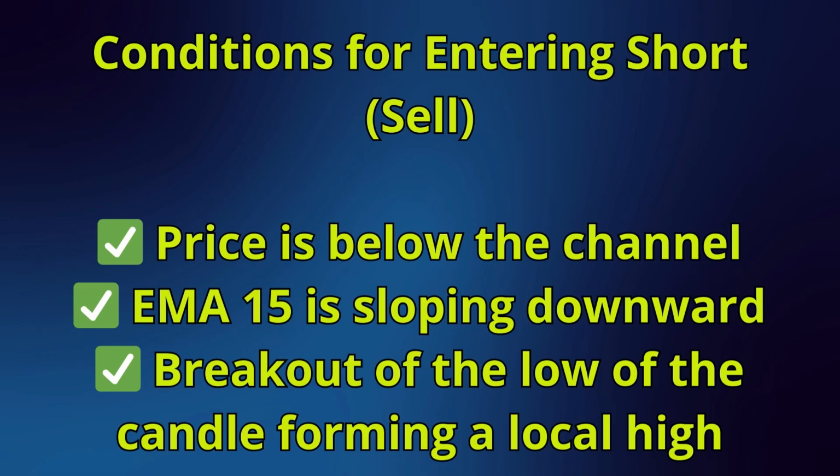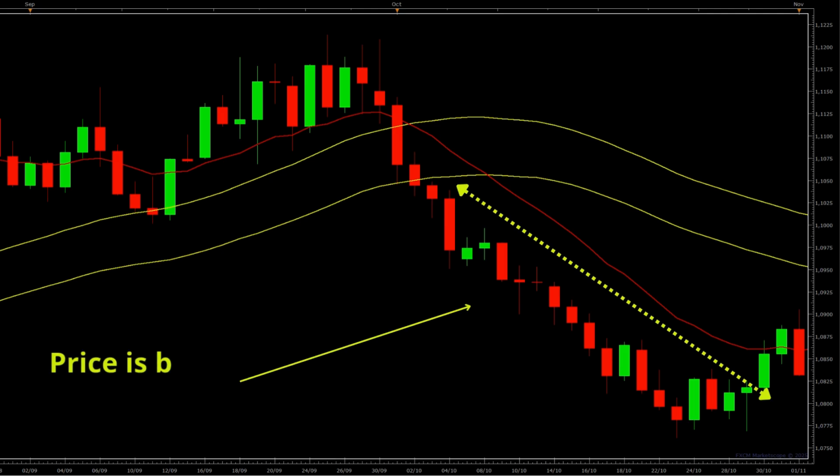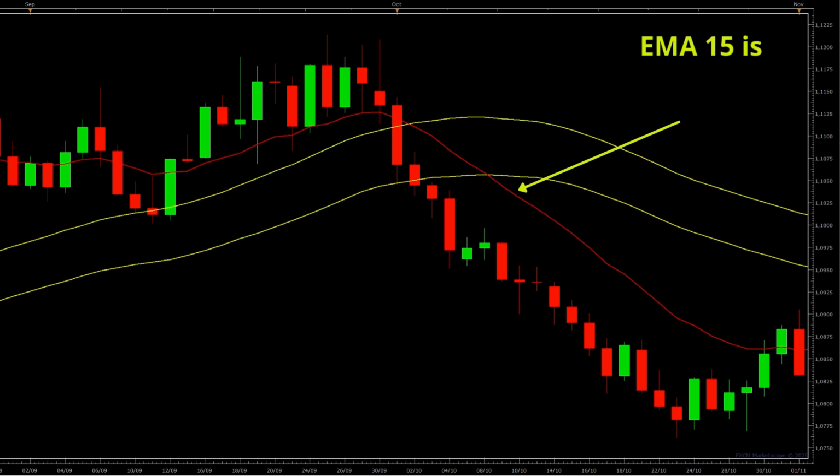Excellent. Now that we've mastered the long side, let's look at the conditions for entering a short or sell trade. The good news is the logic is exactly the same, just inverted. First, the price must be trading clearly below the bottom of the channel, or below the SMA 40 low. This sets the context for a potential downtrend. Second, our EMA 15 must be sloping downward, confirming that sellers are in control and there is bearish momentum.